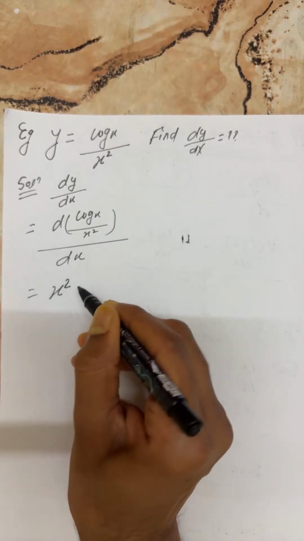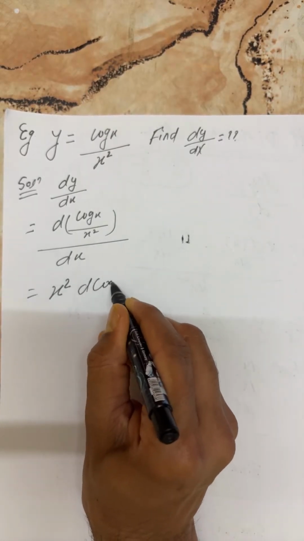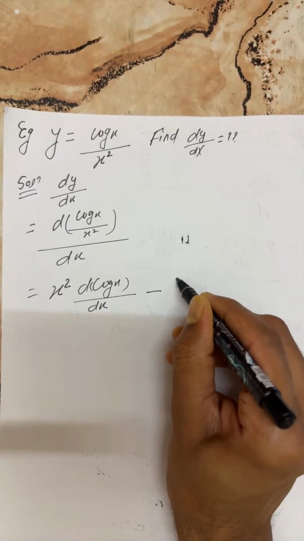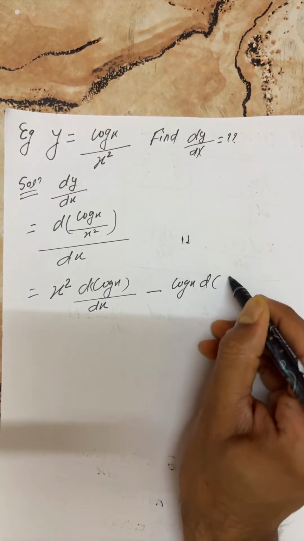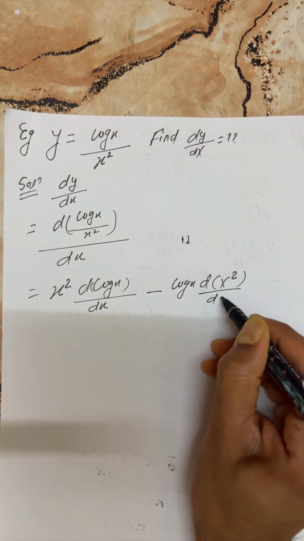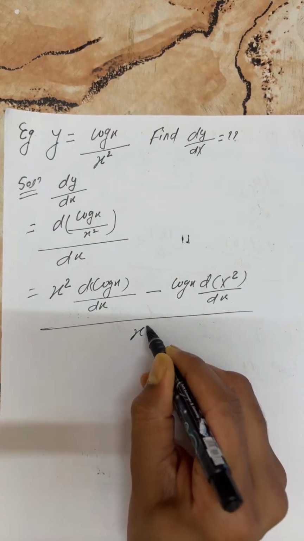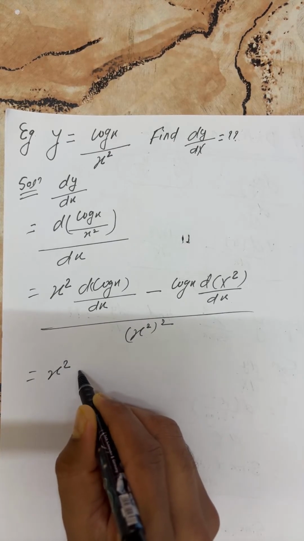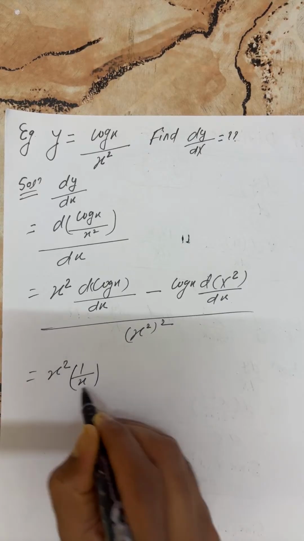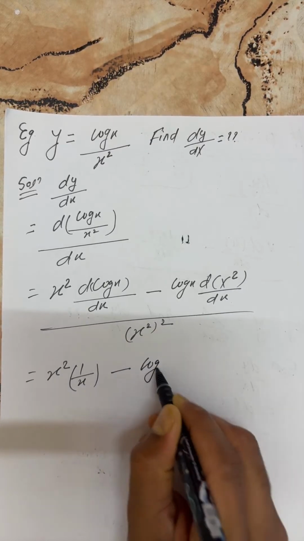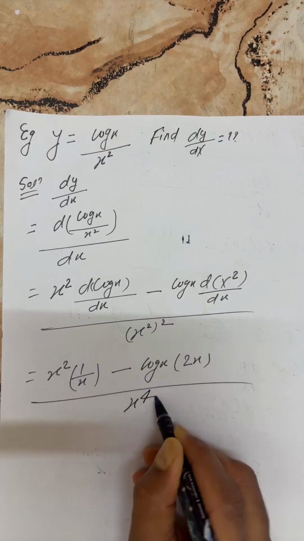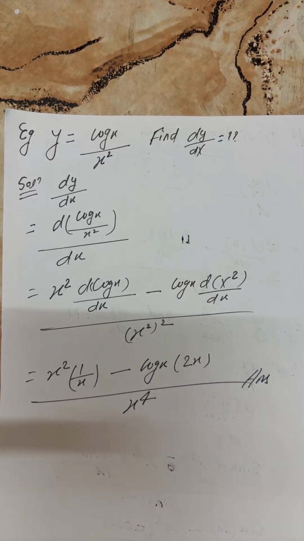Here I'm keeping x square constant. Differentiation of log of x upon dx, minus log of x times differentiation of x squared upon dx, upon x square whole square. For x square and log x differentiation, as I said, it is 1 by x. We remember the formula, kids. Log of x and x squared: this is 2x. And this is x to the power 4. So kids, this is the answer to this question. Just keep this in your mind here.